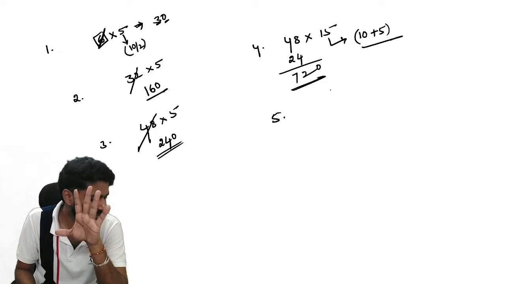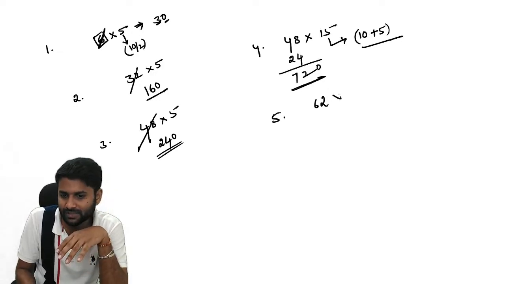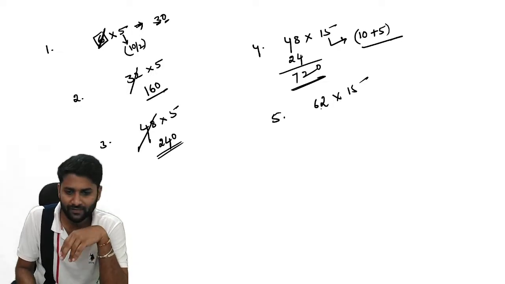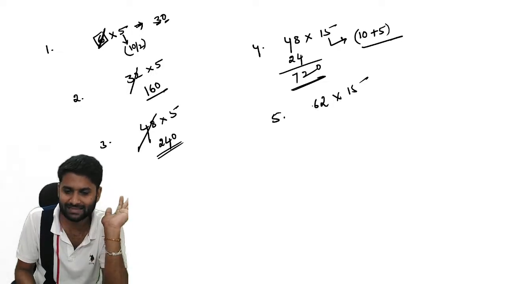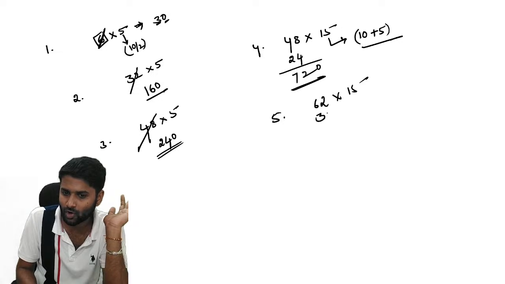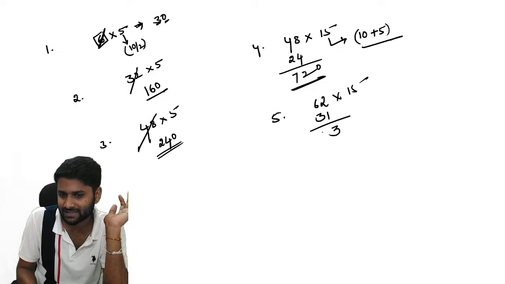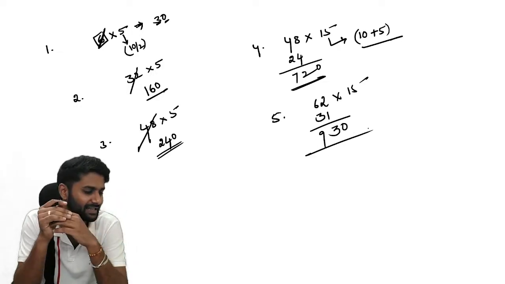Don't worry, I'm there for you. If 62 is multiplied with 15, I told you if it is multiplied with a 15, consider 62 as it is and make its half. So half of 62 is 31. Now 2 plus 1 is 3, 6 plus 3 is 9, and you have to multiply with a 10, then the resultant is 930.